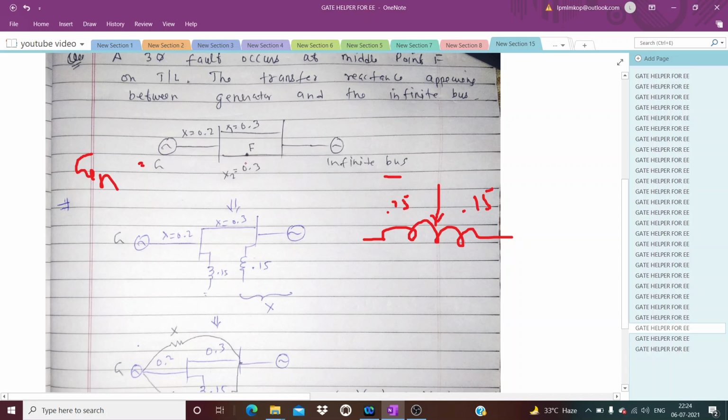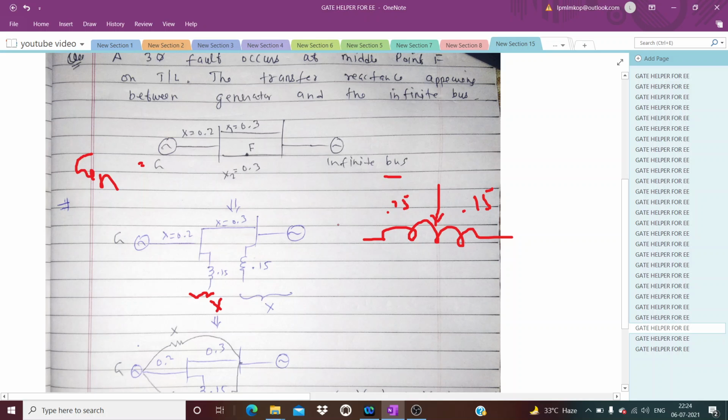Since the fault occurs at exactly the midpoint, this reactance of 0.3 ohm can be divided into 0.15 ohm and 0.15 ohm. So it is divided into two parts, 0.15 ohm and 0.15 ohm. So this is the inductance.